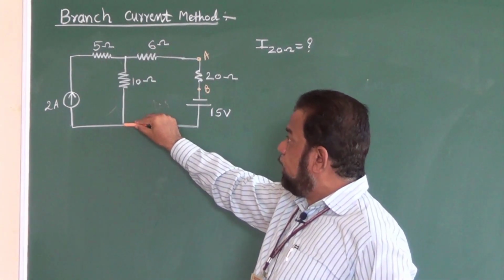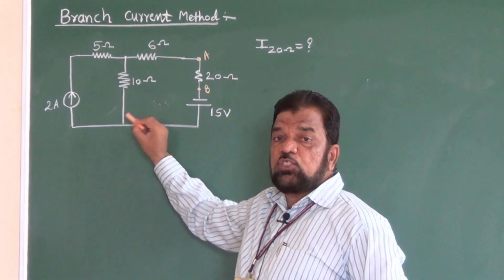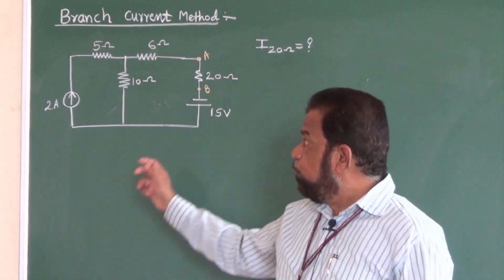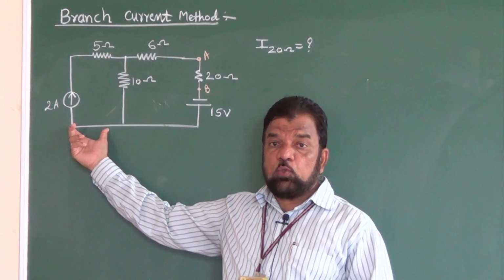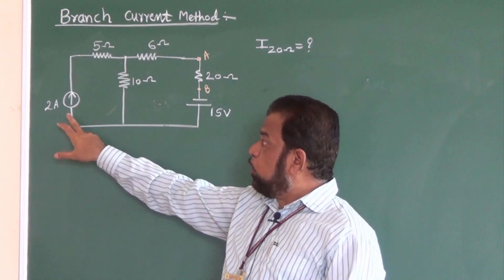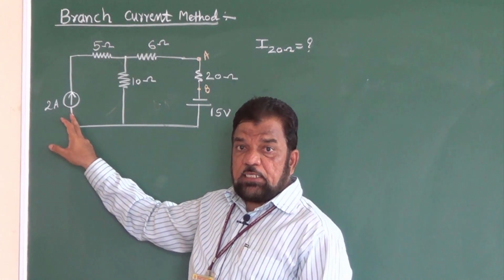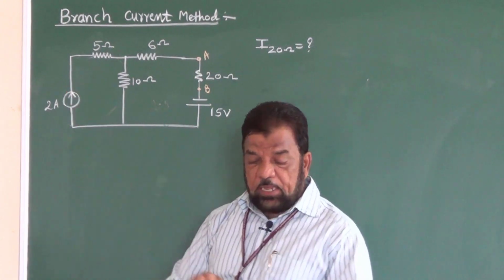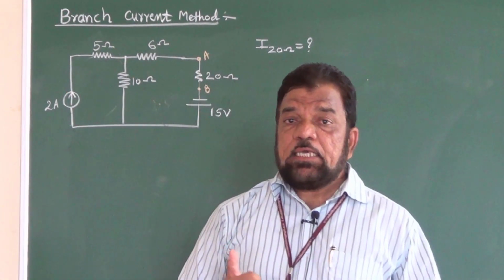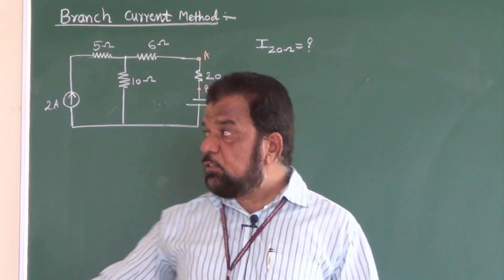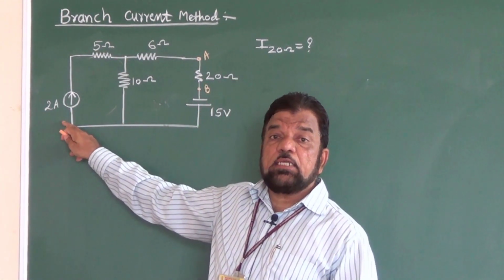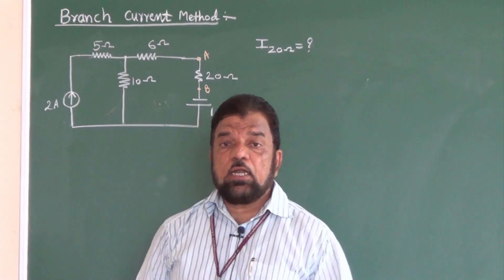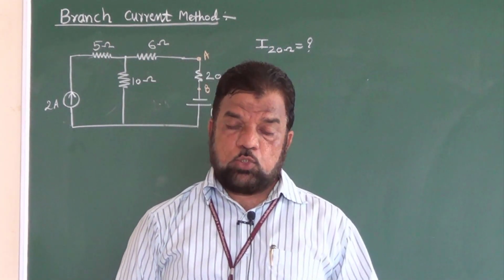This is another loop. If I start from this point and traverse like this, again I will reach the same point. That means there is another loop. But in a true sense, loop 1 is not the effective loop, because the 2 ampere current source is on the perimeter of this particular path. When I apply KVL to loop 1, it is not easy, since this current source does not have any resistance in parallel with it, which means I am unable to convert the current source into an equivalent voltage source.